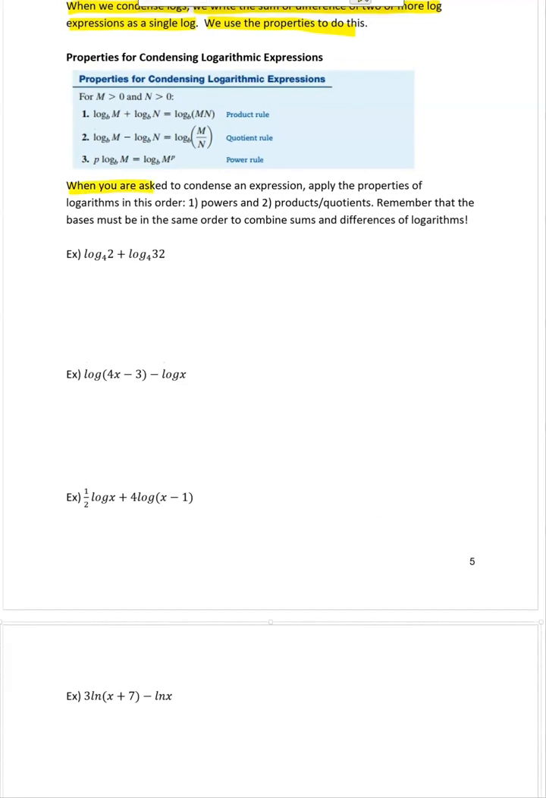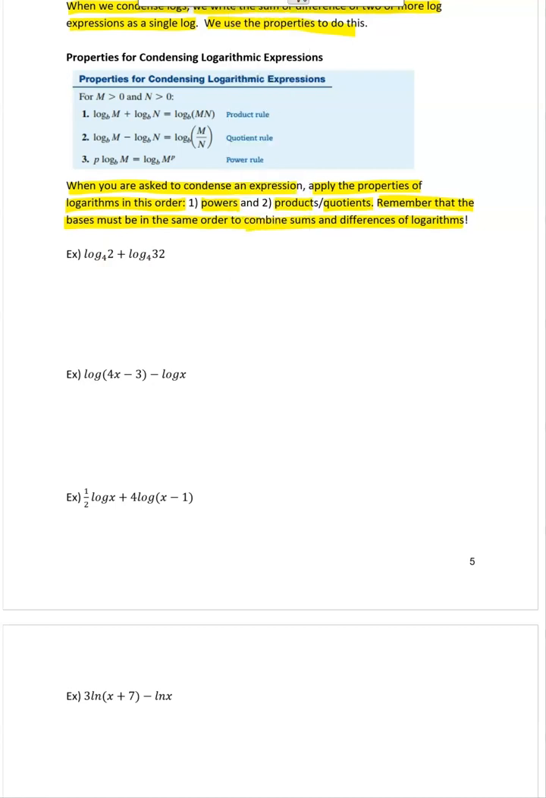So when you're asked to condense an expression, apply the properties in this order. You do powers first, then products, then quotients. So it's kind of a backward process, okay? So remember that the bases, this is very important, must be the same in order to be able to combine sums and differences of logarithms. But I will never give you one that the bases aren't the same. I mean, that would just be really dirty pool. And yeah, I won't do that.